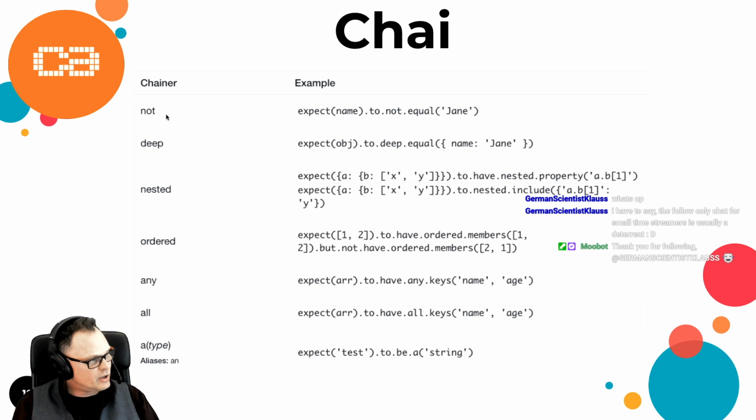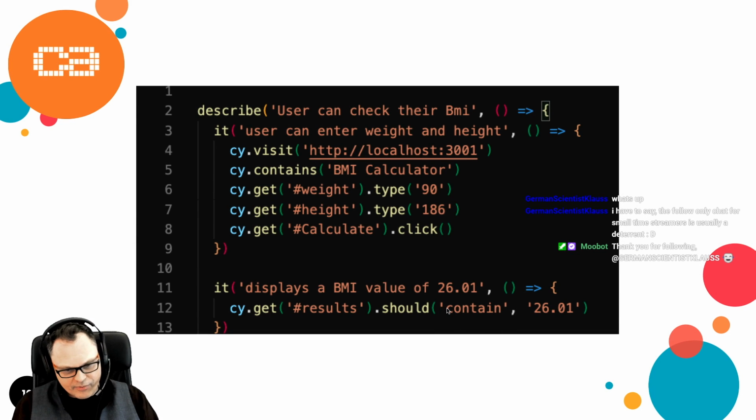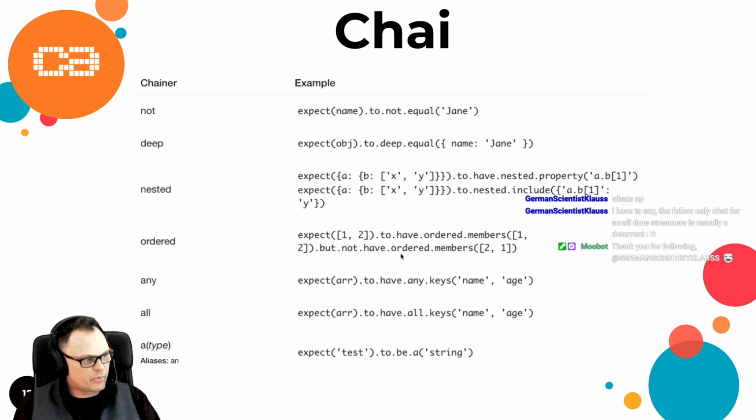If you see here the not chainer, like expect name not to equal Jane, that is a Chai assertion. In Cypress, you would take this not to equal and put it as the first argument of the should notation. That is where we place the matchers. Should takes two arguments: first the matcher, then what it's supposed to match against. So we can use all these kinds of matchers: not to equal, to deep equal, to have ordered members, and so on and so forth.